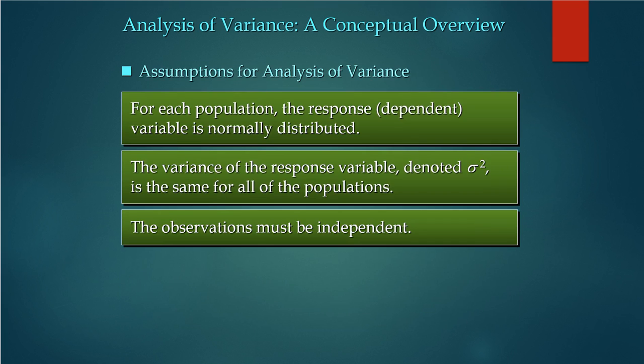Okay. Some of the assumptions. One, each population, the response variable is normally distributed. The variance of the response variable, denoted as sigma squared, is the same for all populations, and the observations must be independent, indicating that one observation is not affected by another observation.